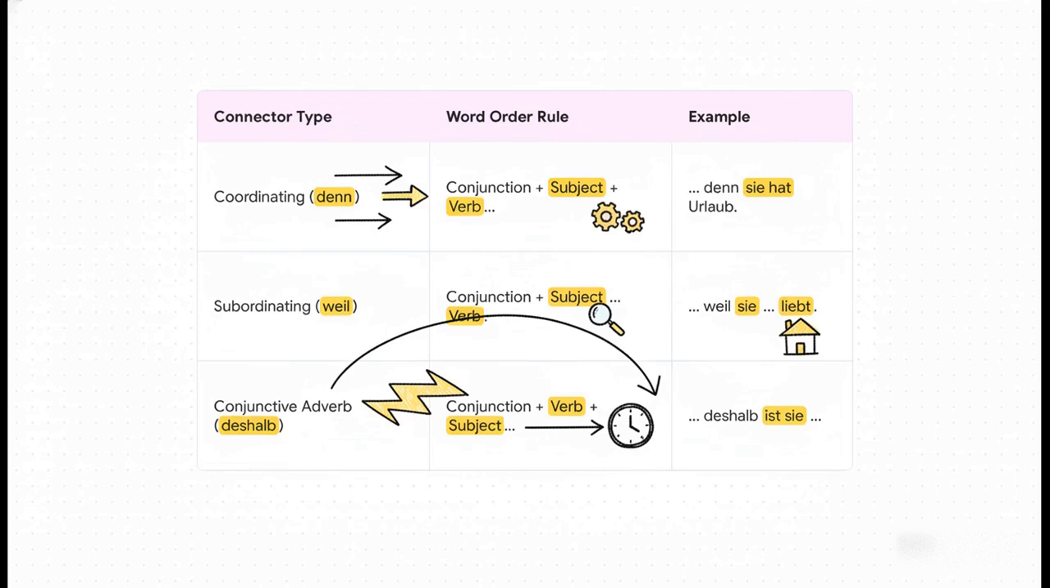Second, you have the subordinating crew, like weil, which kick off a side clause and send that verb to the very end. And finally, the conjunctive adverbs, like deshalb. They take position 1 and force the verb right into position 2, just before the subject.